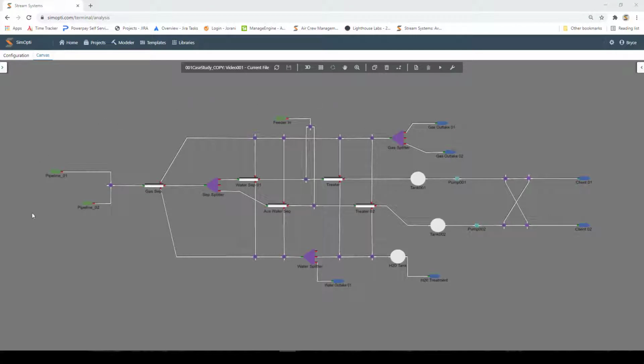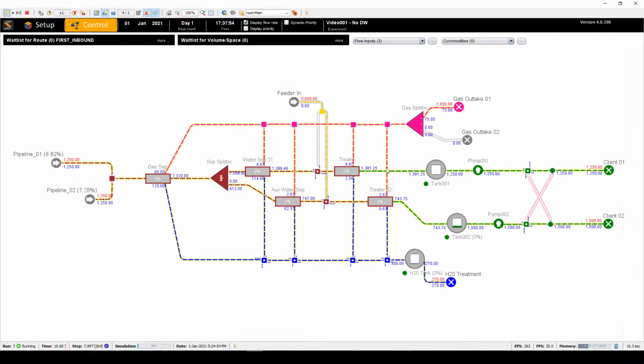So as you can see, we're starting with this network configuration that I've modeled in our SimOpti canvas. To further explain it, let's head over to the standalone engine. From this network configuration that we've built, there are two pipelines, each feeding an emulsion blend to this initial separator that removes a significant portion of the gas and water from the emulsion blend, which carries through to this splitter that divides the emulsion blend into two trains, consisting each of a separator unit, a treater, a tank, and a pump that continues on to the marketplace client.